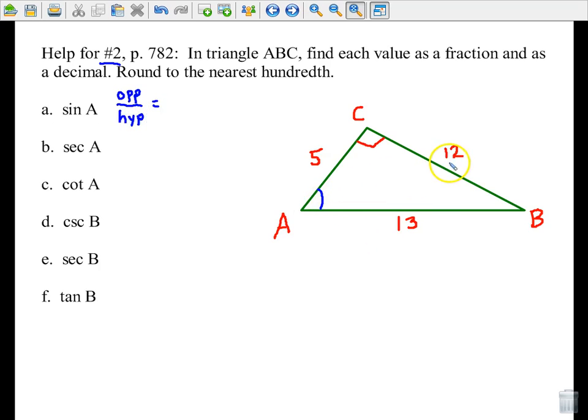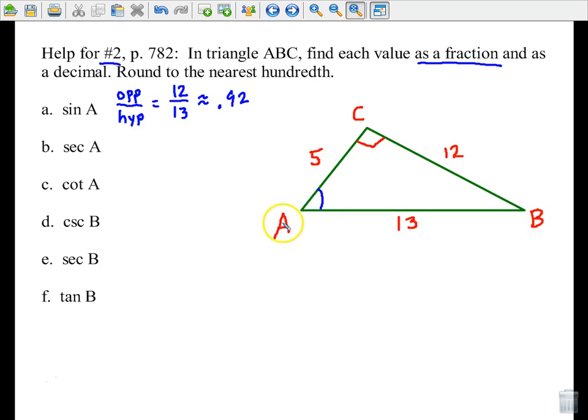The opposite side for A is 12. The hypotenuse, of course, is the side opposite the right angle, which is 13. All right, and so notice the directions say to write each value as a fraction. We just did that. And as a decimal rounded to the nearest hundredth. So I'm not going to do all of these because I'm sure that you can take care of changing the fraction into decimal, but for this one we'll do it. And so my final answer for letter A, fraction form and then decimal form.